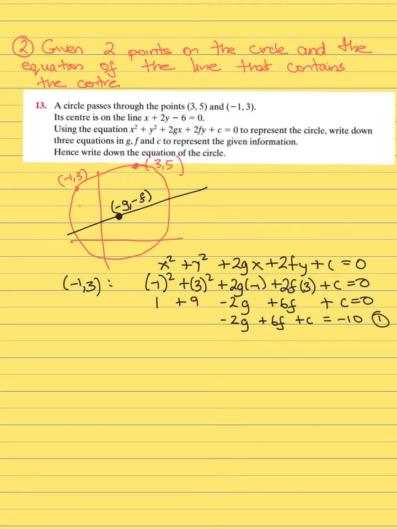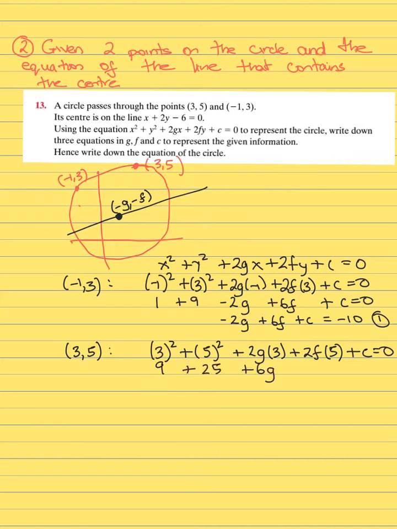Take the second point on the circle, (3, 5). And we plug that in, and we get 3² + 5² + 2g(3) + 2f(5) + c = 0. 9 + 25 + 6g + 10f + c = 0. 6g + 10f + c equals, well, 9 and 25 is 34, subtracted from both sides, so we get -34 over here, and that gives us equation 2.